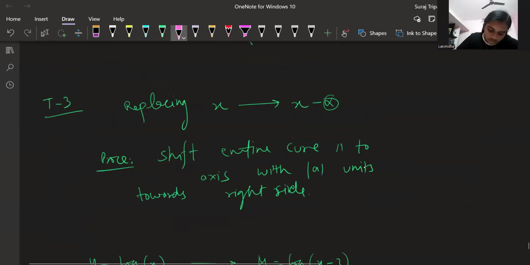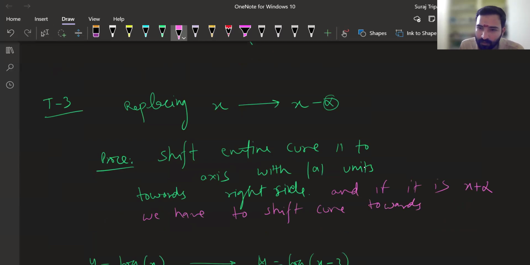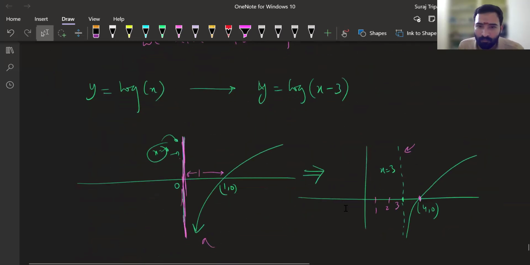Also you can write down: if it is x plus alpha, then we have to shift the entire curve towards the left side by the same units, right? If x minus something is there, we shift the entire curve towards the right side. If x plus something is there, for example x plus 3, we have to shift the entire graph towards the left side. Right?